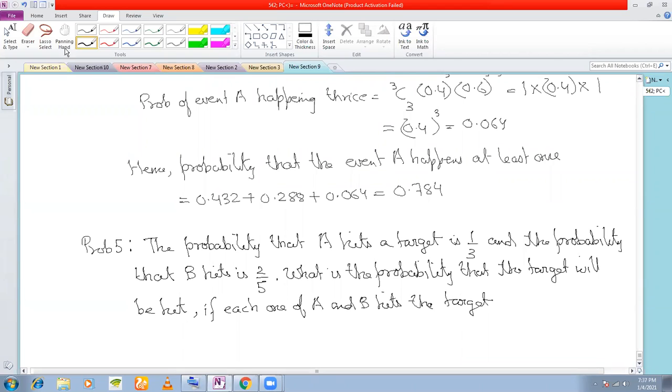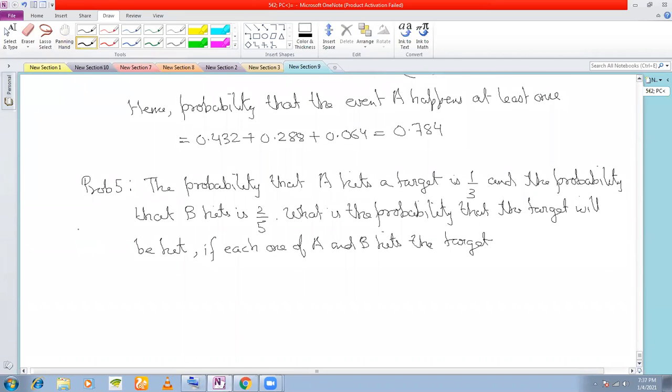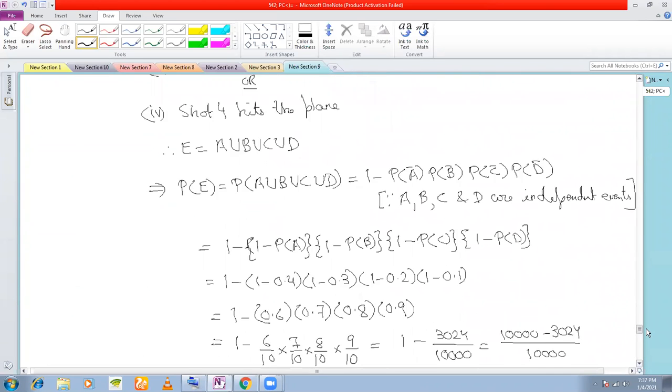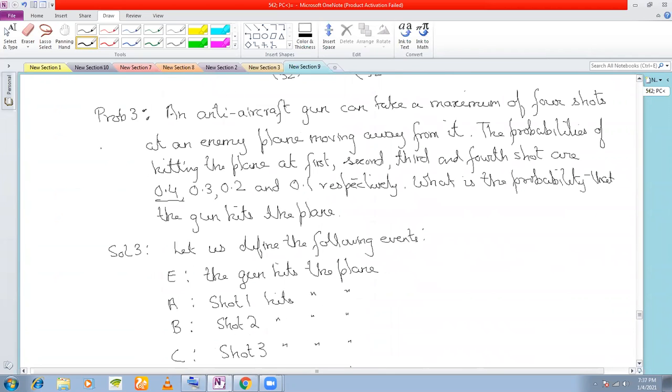Second type, sir. Why second type? This is just like that gun problem I told you, that aircraft problem that I just discussed. It is just like that. It is just like problem 3.